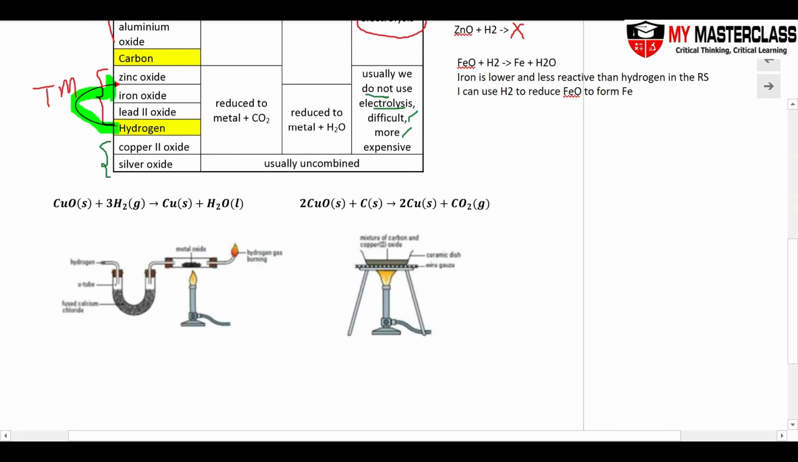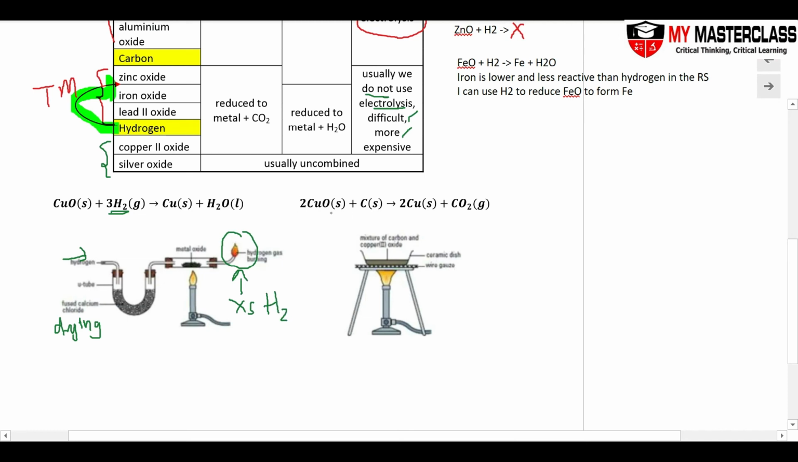These two pictures show a typical example of how I use hydrogen to reduce a metal oxide. I generate hydrogen and set up a U tube with fused calcium chloride, which is my drying agent. Then I pass the pure hydrogen gas through the metal oxide and burn it. The gas that burns at the back is always my excess hydrogen. Hydrogen is flammable, it is not oxygen.